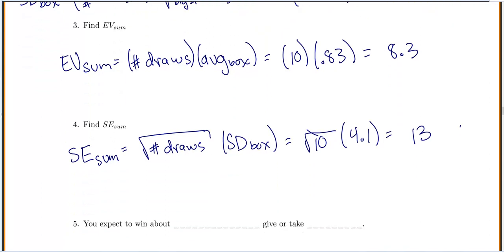So what does this actually mean for us? We expect to win about $8.30, give or take $13 or so. So sometimes I'll even write that in. So give or take $13 or so. Because again, this isn't exact. We might be $10 under or maybe $15 over. This is just kind of an estimate of how big our chance error is likely to be.